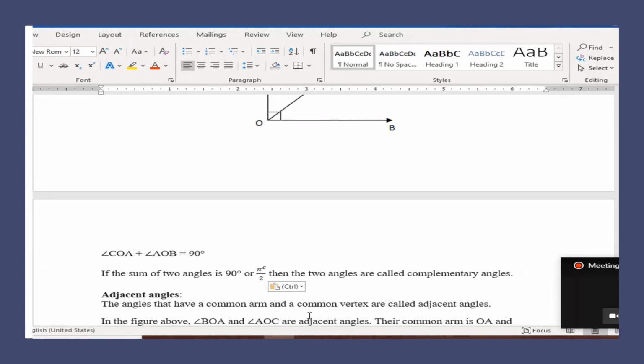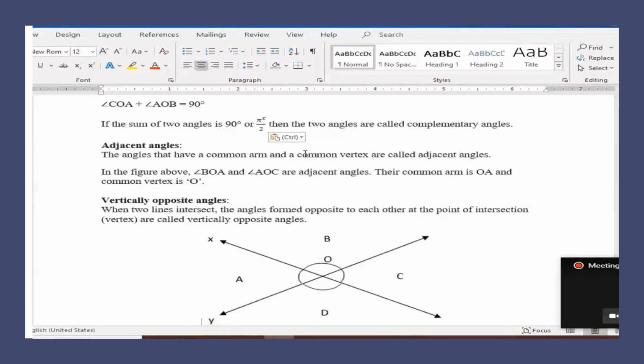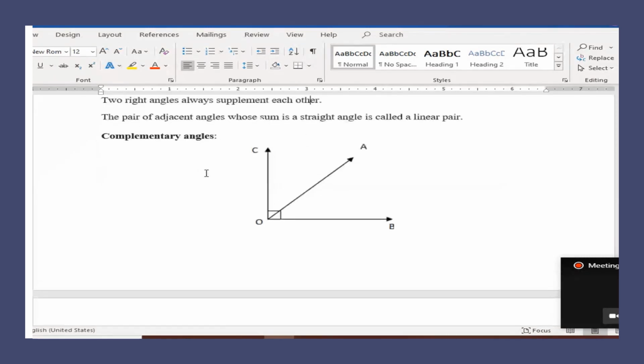They're called complementary angles. Then we have adjacent angles. It says adjacent angles are angles that have a common arm and a common vertex. So in the figure above, BOA and AOC are adjacent angles, their common arm is OA and their common vertex is O. So it's talking about this diagram here.